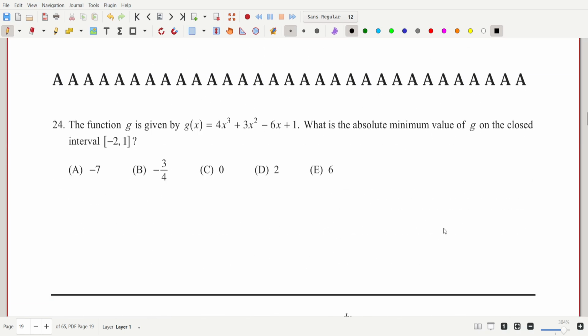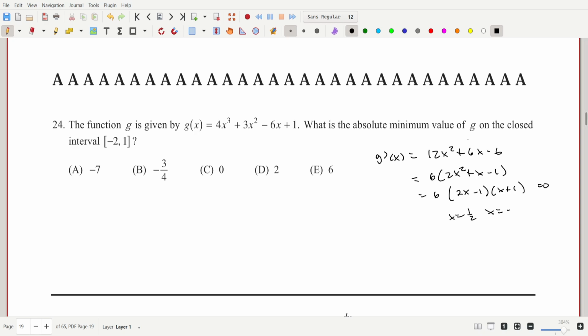24, the function g is given by whatever. What is the absolute min? Okay, that's a candidates test. So you gotta find the critical points. G prime of x equals 12x squared plus 6x minus 6. When is that 0? Factor it, pull out a 6, that's 2x squared plus x minus 1. Factor that again. That is 2x minus 1 times x plus 1, right? Yeah, that's right. I want that to be 0 to find critical points. So x is a half and x is negative 1.